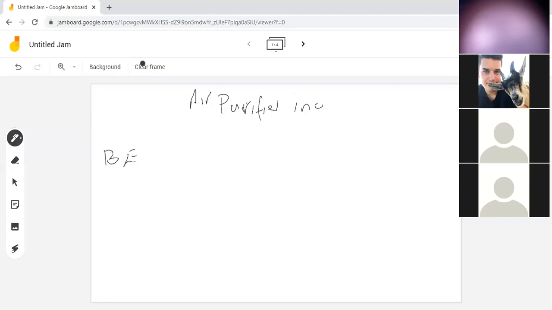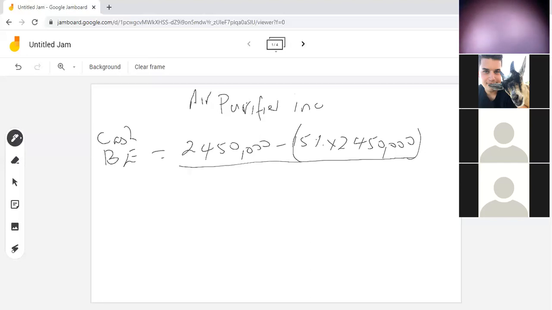So the cash break-even would be equal to 2,445 minus 15% of the same number. What am I doing?